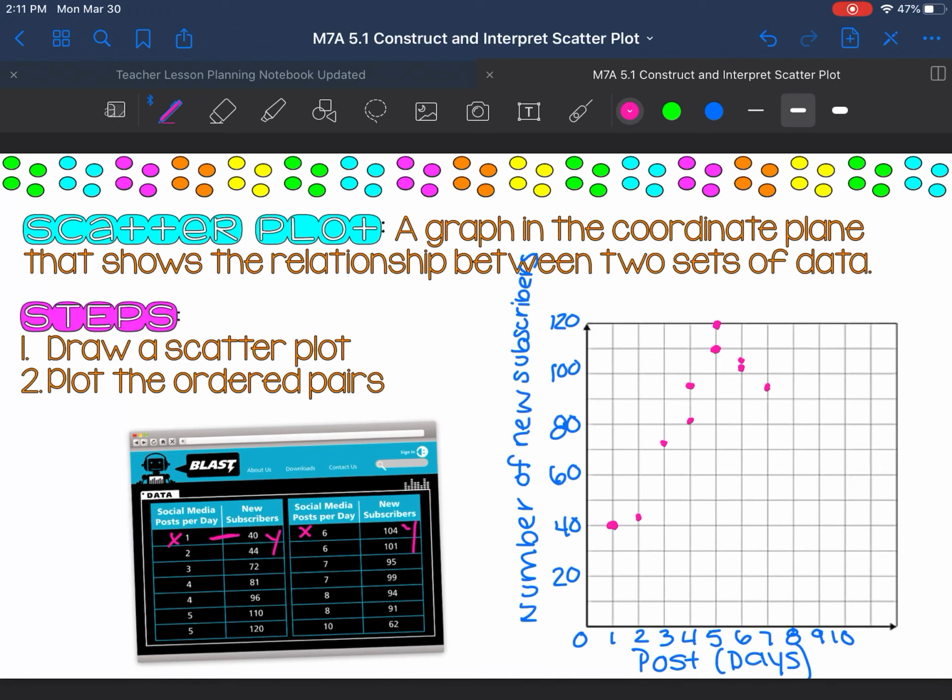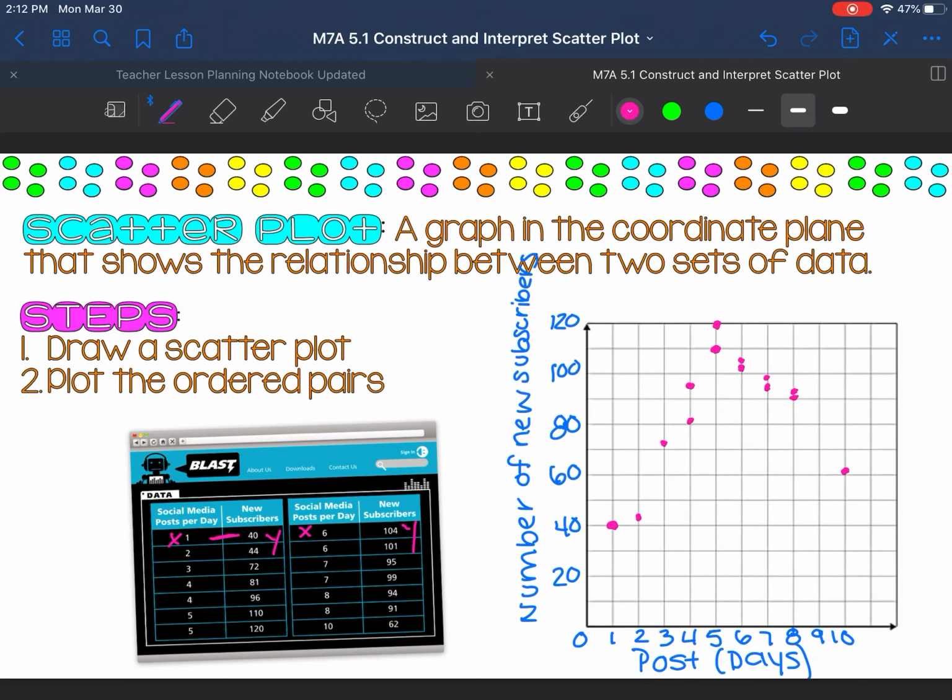So we'll say that's 95. That'll be 99. And then 8, we have 94. 8, I also have 91. So, I mean, we're going to just do the best we can to separate those. And then 10, you see we drop all the way back down to 62.